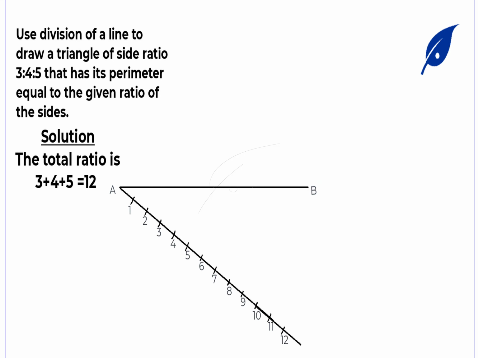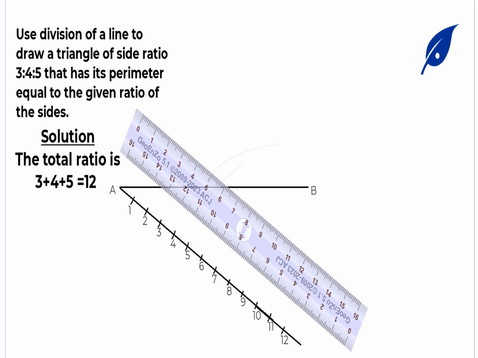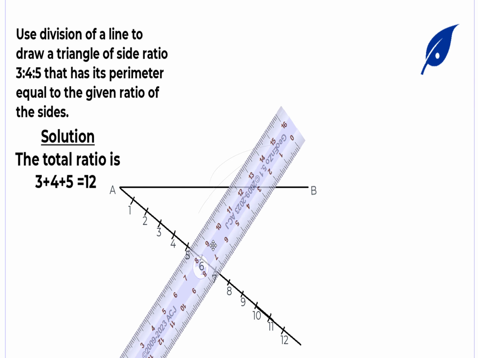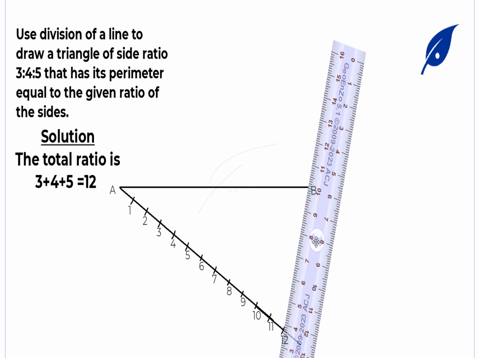Now we are done. After doing that, we are going to connect the last point, the 12th point, to the point B on the line AB. So now to get the rest of our parallel lines, so that our division will be equal. So now connect the 12th point to the point B.